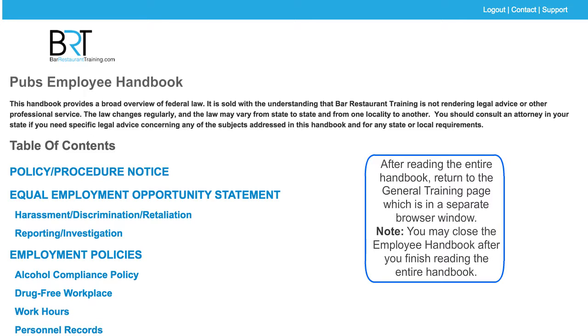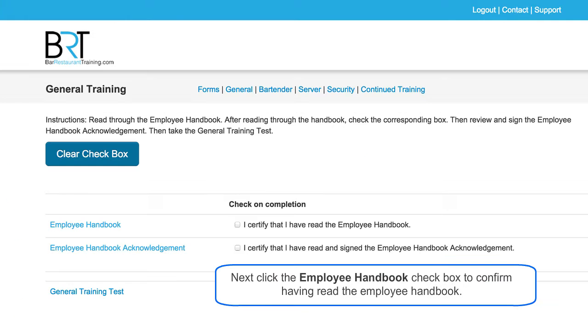After reading the entire handbook, return to the General Training page, which is in a separate browser window. Note, you may close the Employee Handbook after you've finished reading the entire handbook. Next, click the Employee Handbook checkbox to confirm having read the Employee Handbook.